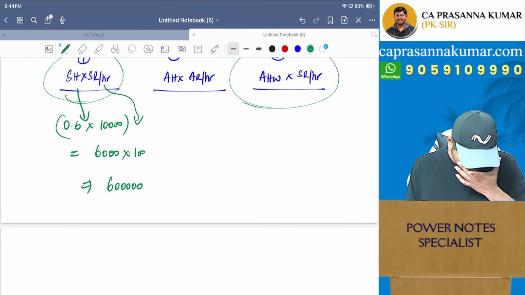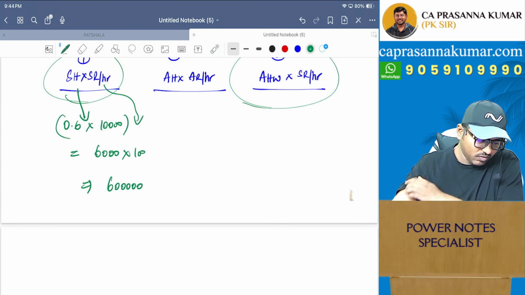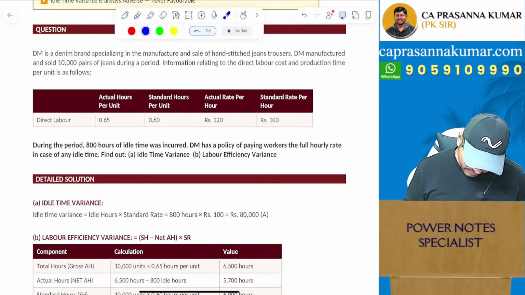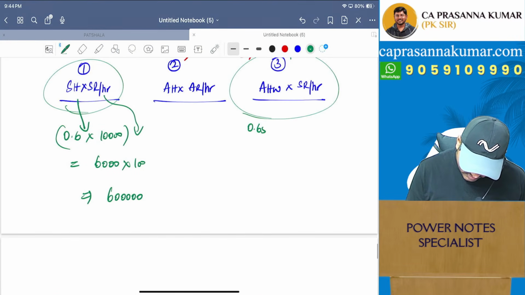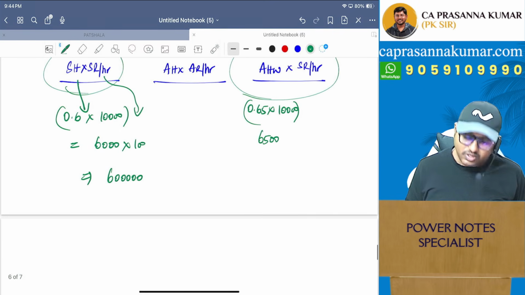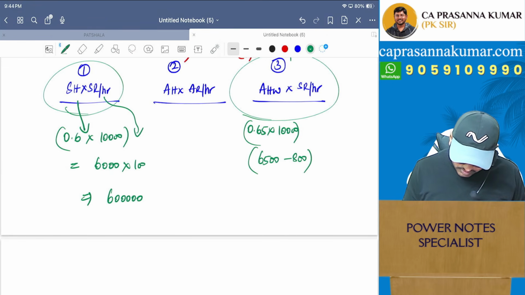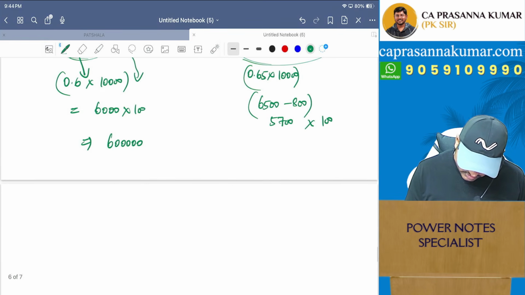AHW, actual hours worked, is how much? Idle hours is already there, which is 800 idle hours. What about total actual hours paid? It is given in the question. Actual hours per unit is 0.65, into 10,000 units, 6,500. Total actual hours paid. From that you reduce idle hours, which is 800. In that case, how many hours have you worked? 5,700. Standard rate per hour is 100, so 5,70,000.